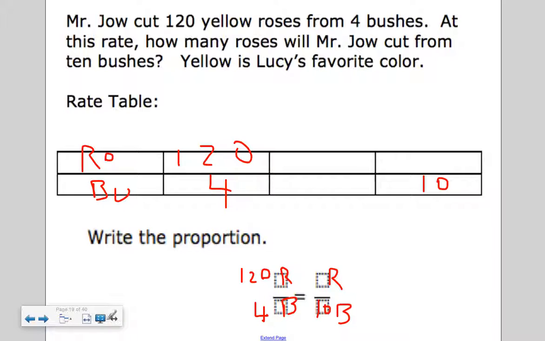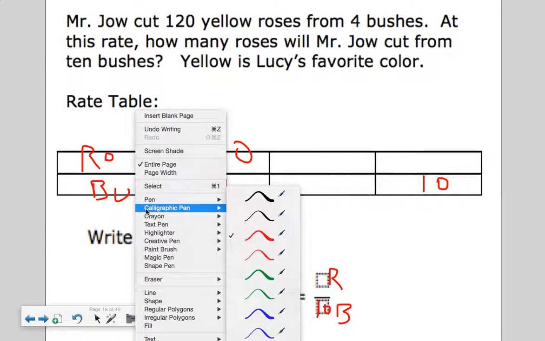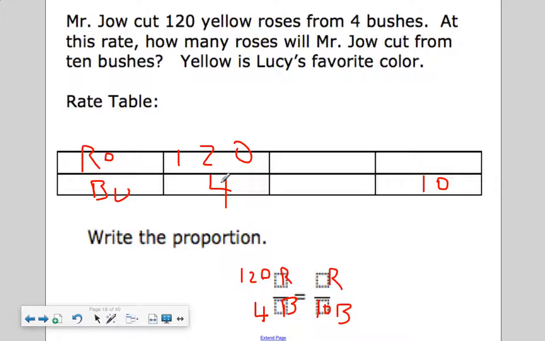Let me use a different color so you can see what I am doing here. Can 4 bushes go to 10 bushes? No. So do you want to do a between or a within? We could do a within. Can 4 bushes go to 120 roses? Yes, it can. Times 30. So 10 times 30 is 300. That's the within.